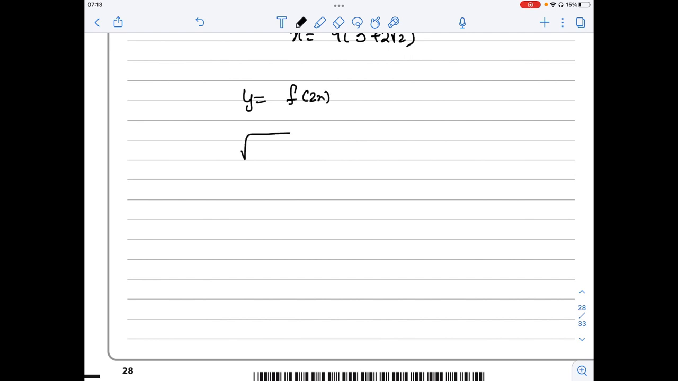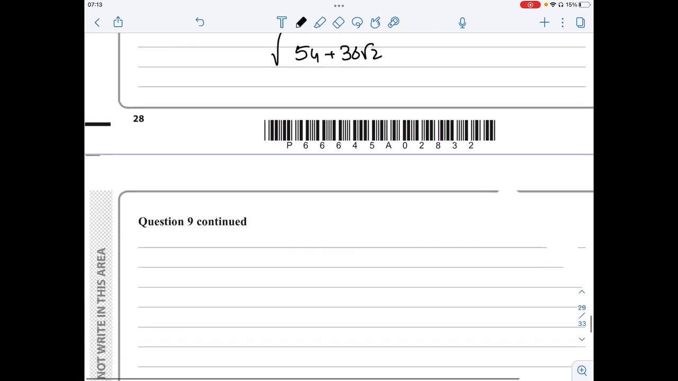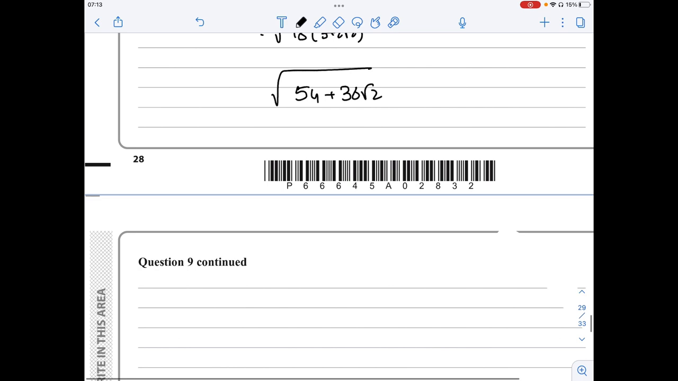Square root of, what is this? 2x, which is square root of 2 times 9 times (3 plus 2 root 2), which is nothing but square root of 18 times (3 plus 2 root 2). So which is nothing but what? Square root of, 18 times 3 is 54, 54 plus 36 root 2. So I have to find the square root of 54 plus 36 root 2.